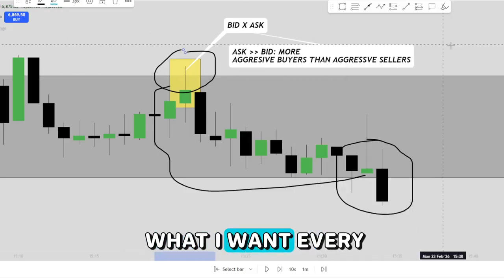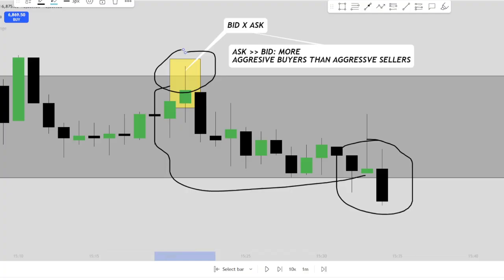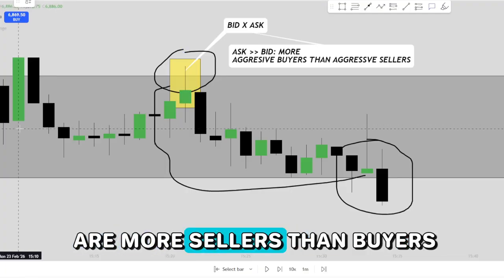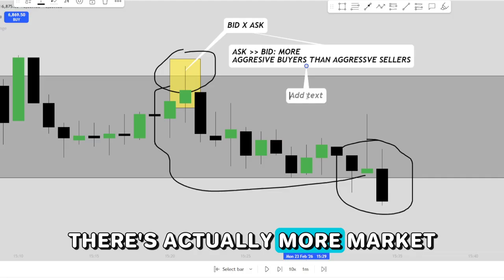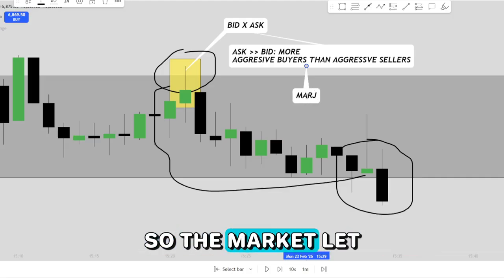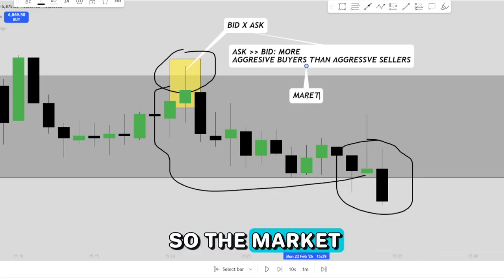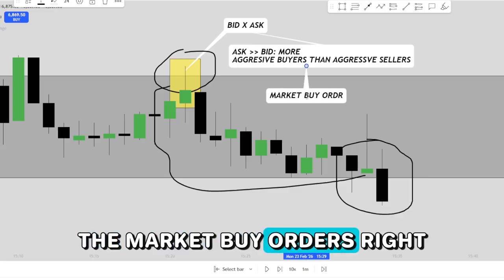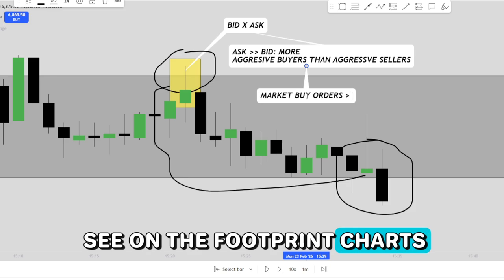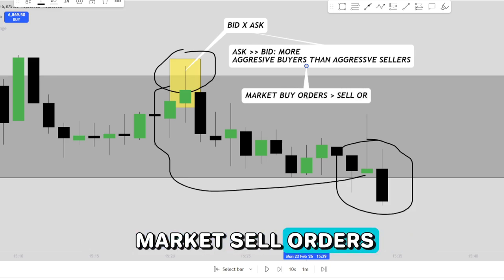And so this is what I want every trader to understand. It's not that there are more sellers than buyers or more buyers than sellers. Here, there's actually more market buy orders. So the market buy orders, which is what you see on the footprint charts, are greater than the market sell orders.